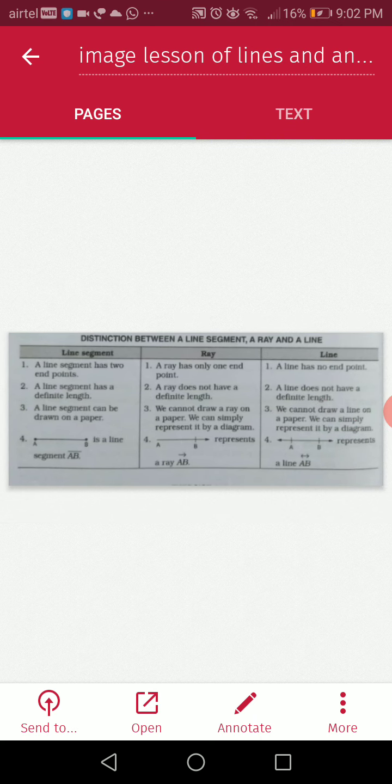Now you can easily distinguish between a line segment and a ray. A ray has one initial point. A line segment has two endpoints, and a line does not have any endpoint.